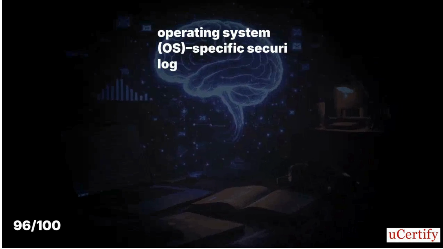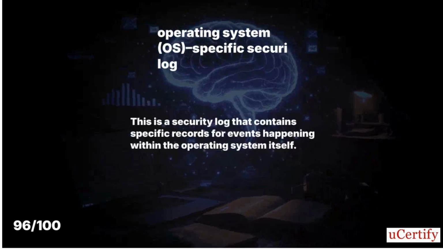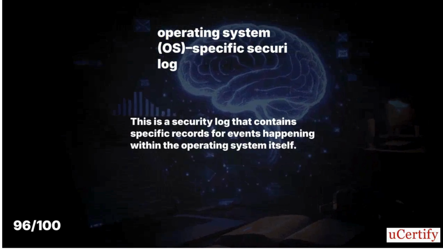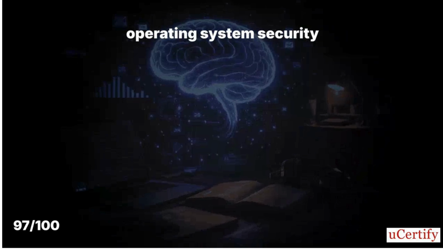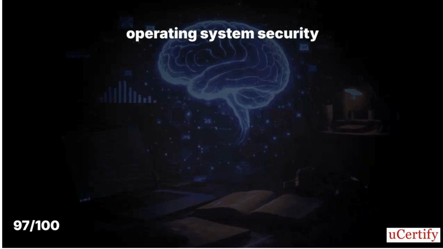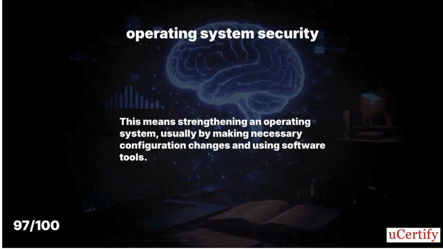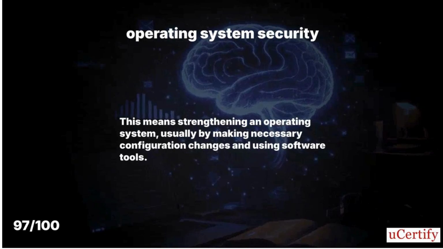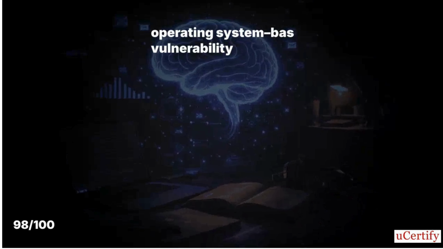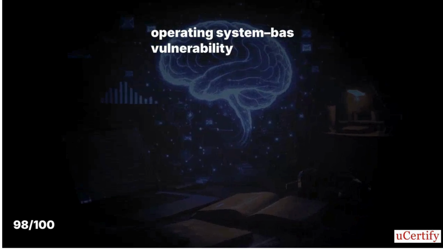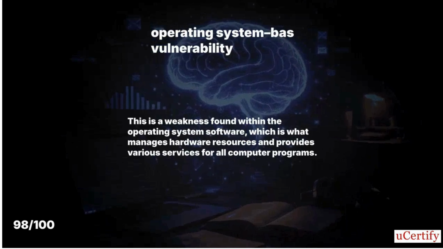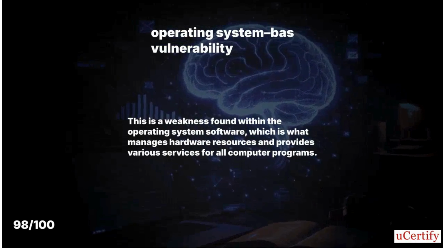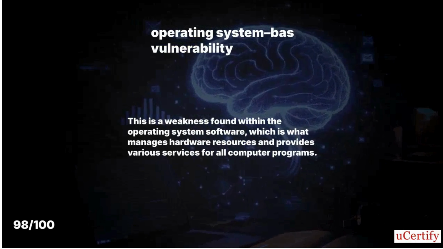Operating System, OS, Specific Security Log. This is a security log that contains specific records for events happening within the operating system itself. Operating System Security. This means strengthening an operating system, usually by making necessary configuration changes and using software tools. Operating system-based vulnerability. This is a weakness found within the operating system software, which is what manages hardware resources and provides various services for all computer programs.